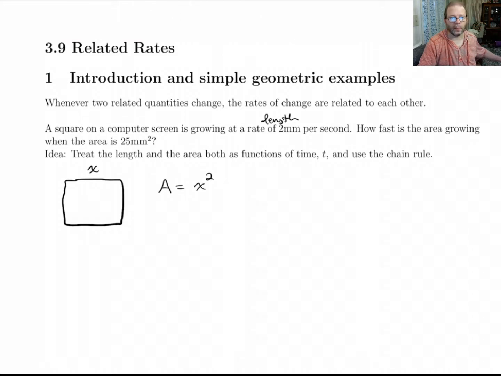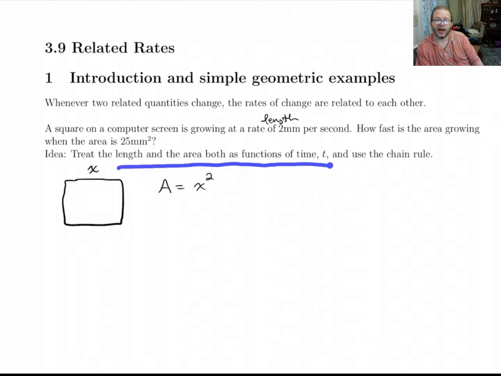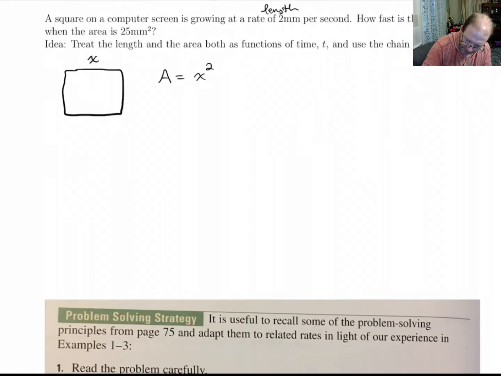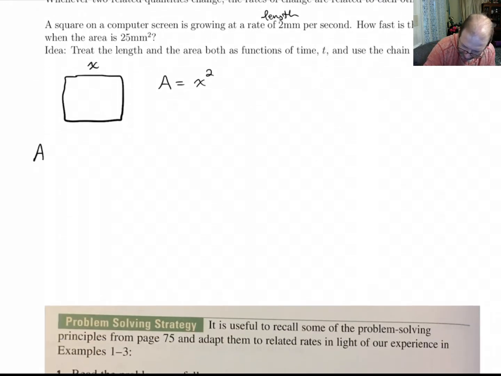Now, the question asks, how fast is the area growing when the area is 25 square millimeters? So let's look at this. The idea behind this is you want to treat both length and area as functions of time and use the chain rule. So A is the area. I'm going to come down here and sort of label this stuff. A is the area.